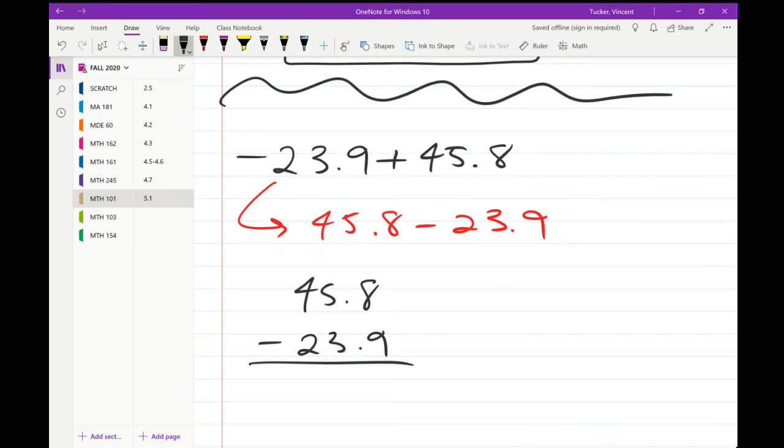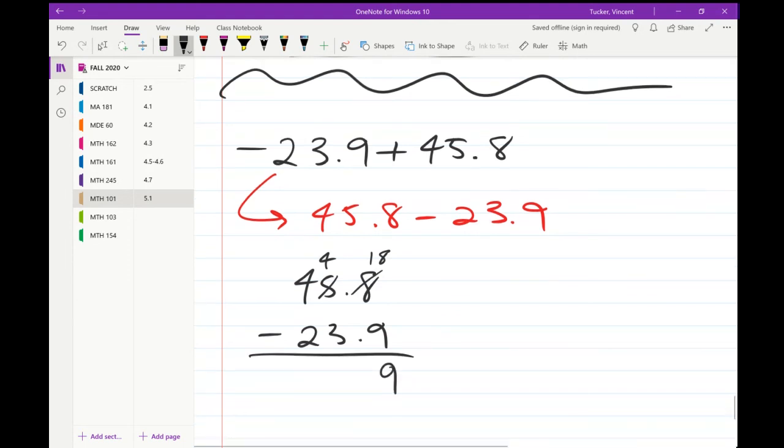So can't take 9 out of 8, so we have to borrow. 5 goes to 4, and this 8 goes to 18. 18 minus 9 is 9. 4 minus 3 is 1, and then 4 minus 2 is 2.